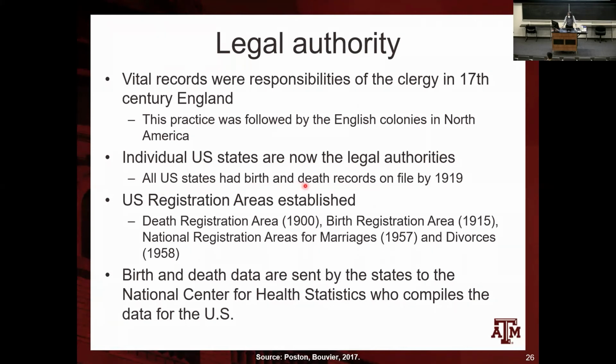All US states had birth and death records on file by 1919. So we have a lot of historic information there. And the country implemented registration areas at the national level that get the data from state agencies and compile them for the whole country. So the death registration area was implemented in 1900, birth registration area in 1915, national registration areas for marriage in 57, and for divorce in 58.